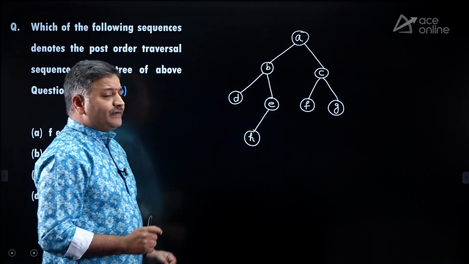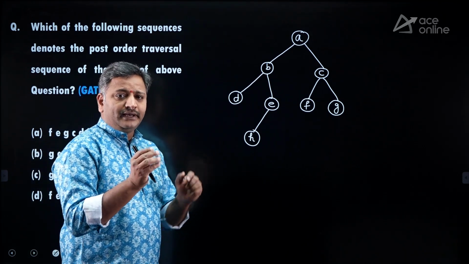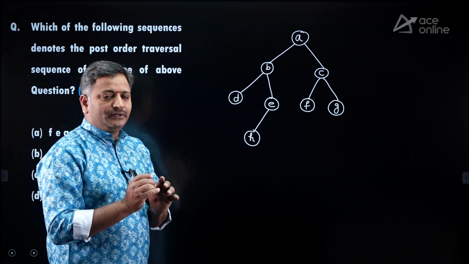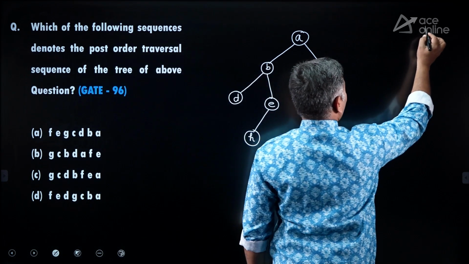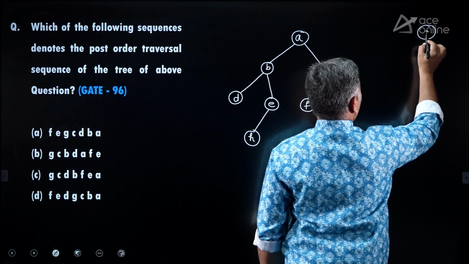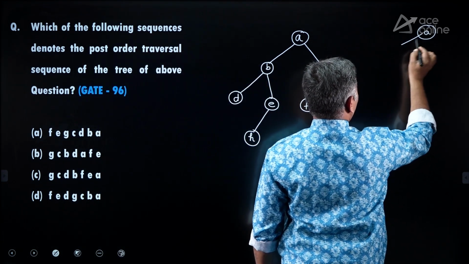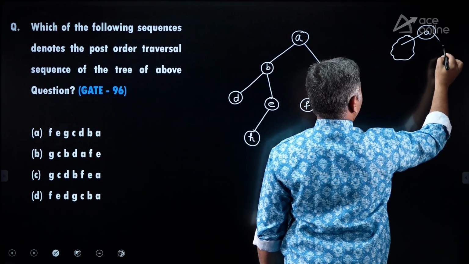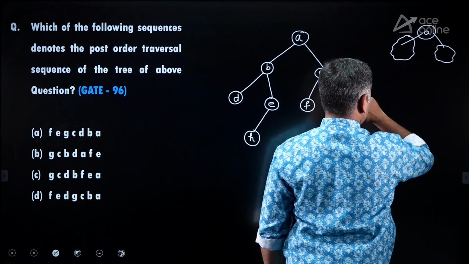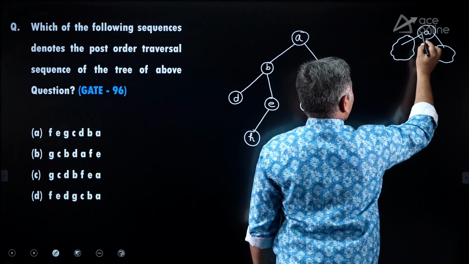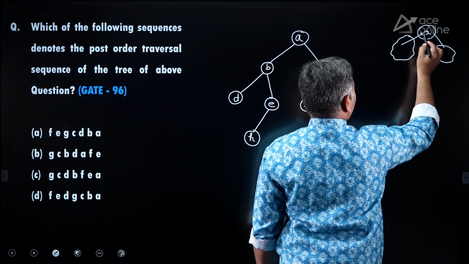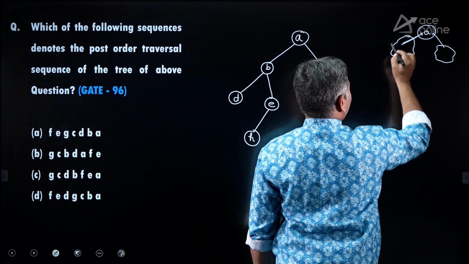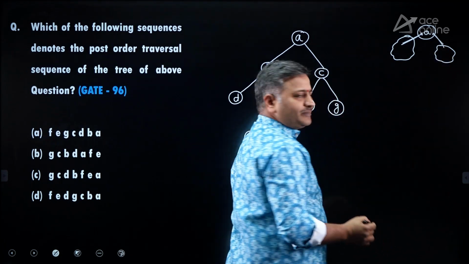So in a binary tree, for every node, we need to maintain a left child pointer and a right child pointer. So the node structure looks like this. If I consider node A, the left side is pointing to the left subtree, and the right child is pointing to the right subtree. So we can say it is a node, it has a left pointer and a right pointer. The left pointer points to the left subtree and the right pointer points to the right subtree, friends.